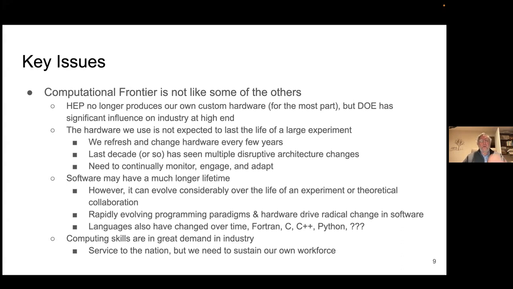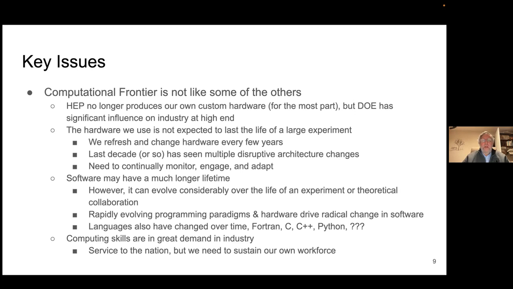So some of the key issues, well, the computational frontier is not like some of the others. We're not going to build a $2 billion or multi-billion-dollar accelerator. We're going to mostly rely on hardware that industry produces, commodity hardware, but the DOE can have a significant influence on the high end of the industry. Our hardware is going to change during experiments and during long-running theoretical campaigns. The software has a longer lifetime. We need to be able to deal with that.